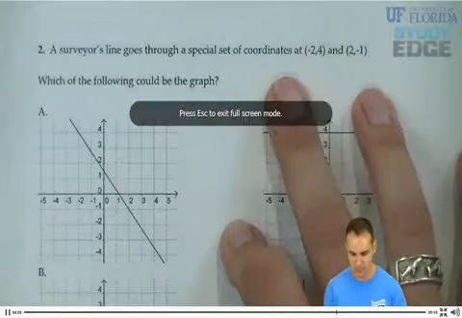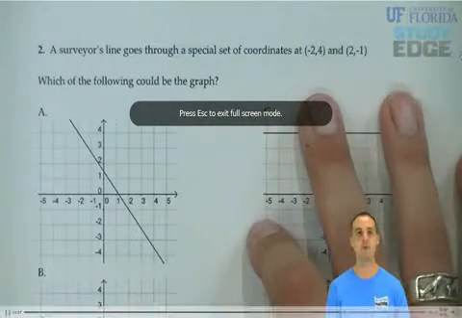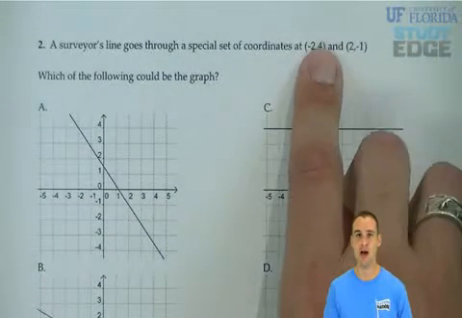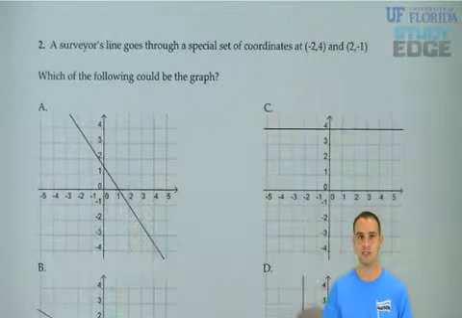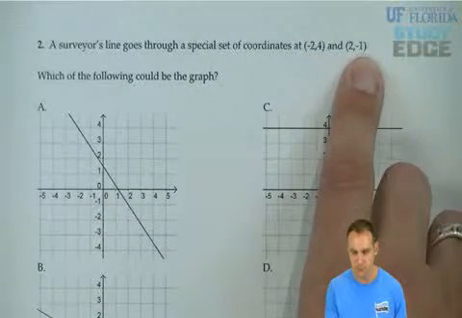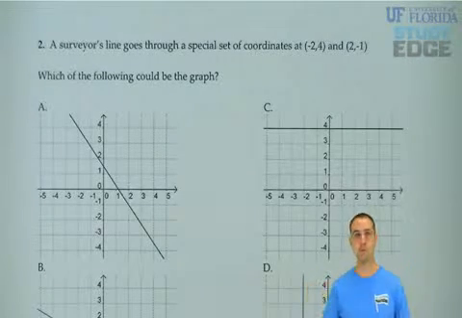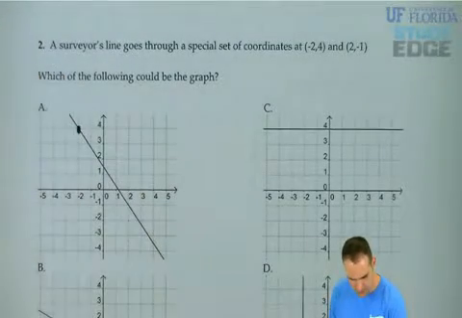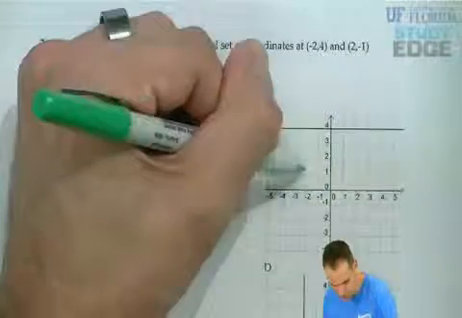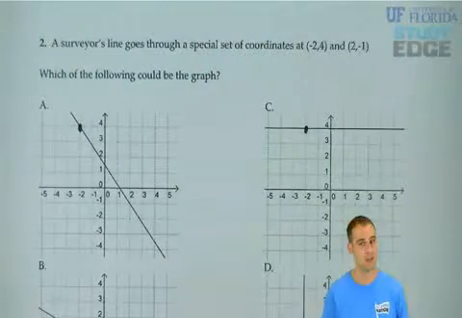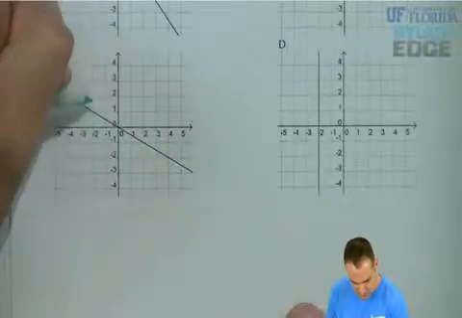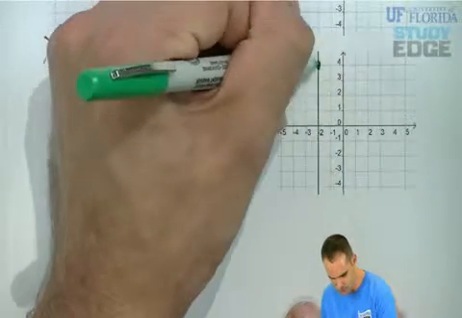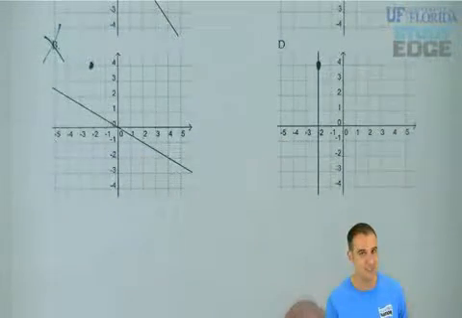A line goes through a special set of coordinates, (-2, 4) and (2, -1). Which of the following could be the graph? So what are you going to do? You're going to plot (-2, 4), make sure it's on all these lines, and then you plot (2, -1), and whichever one has both those points is the answer. So here we go. (-2, 4) could be A. (-2, 4) could be C. (-2, 4). We're down to 3 cases here. It didn't really help, right?